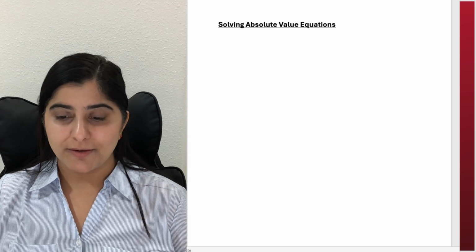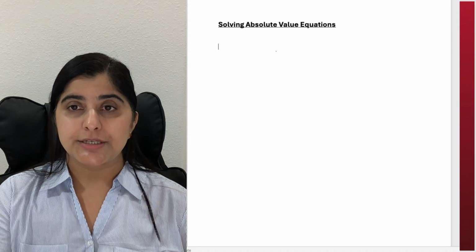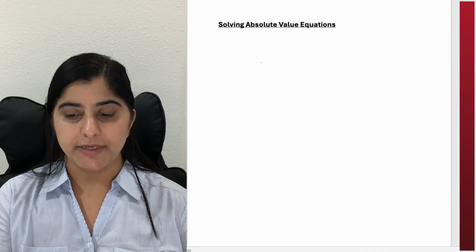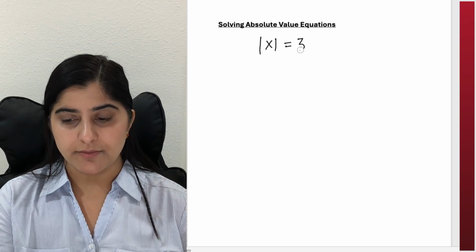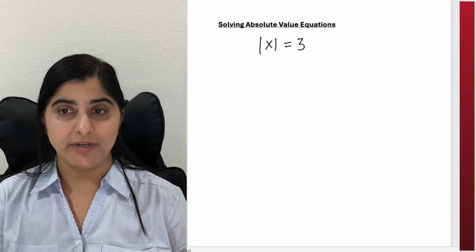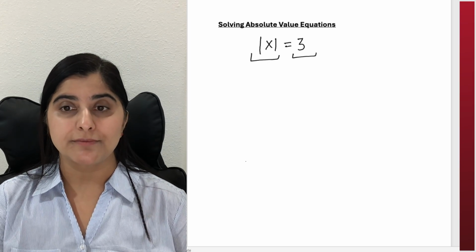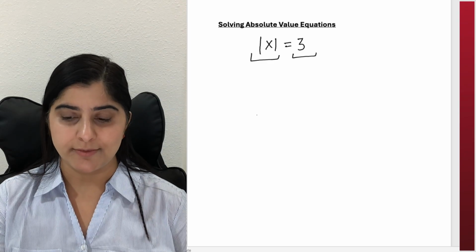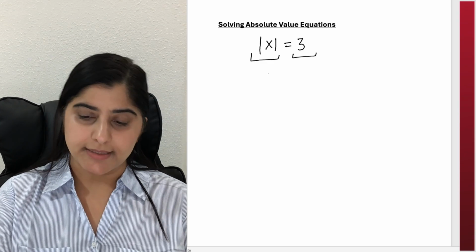Now we will talk about absolute value equations. Mathematical equations that have absolute value in them are called absolute value equations, like the absolute value of x is equal to 3. This is an absolute value equation because we have two mathematical expressions with the equal sign in the middle, and we have the absolute value in this equation. So let's first see how we read this.